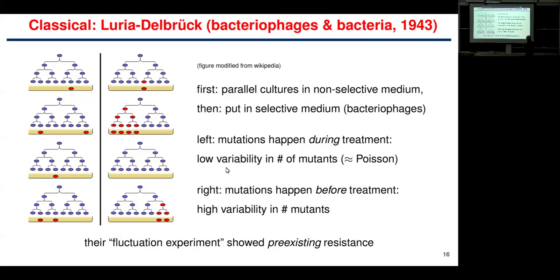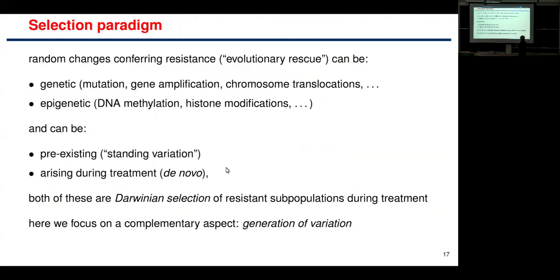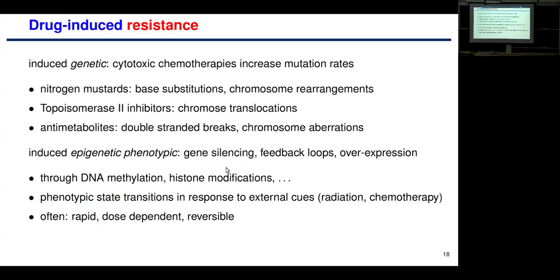Now, in this case, we're not distinguishing between Lamarckian and Darwinian. I'm just saying it arises during treatment. Okay, so I'm not going to go through that because he did. Now, again, the selection paradigm, as I said, is that you could have genetic mutations or epigenetic mutations. They could be pre-existing, sometimes called standing variation. They could arise during treatment, sometimes called de novo variation. And both of those are Darwinian selection.